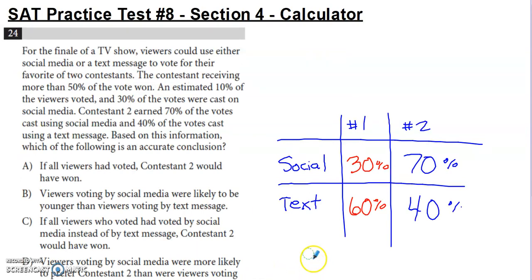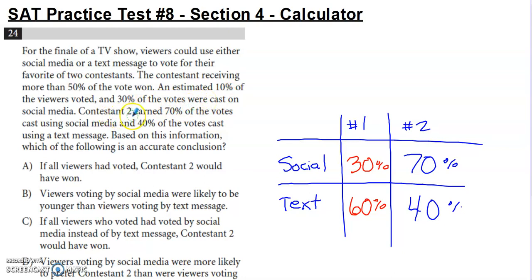Number 24 here gives us some information. I tried to take the information out of the paragraph and represent it in an easier to digest way. What they tell us is that we've got a finale for a TV show, and viewers could either use social media or text messages to vote for their favorite 2 contestants. The contestant receiving more than 50% of the vote won. An estimated 10% of viewers voted, and 30% of the votes were cast on social media.